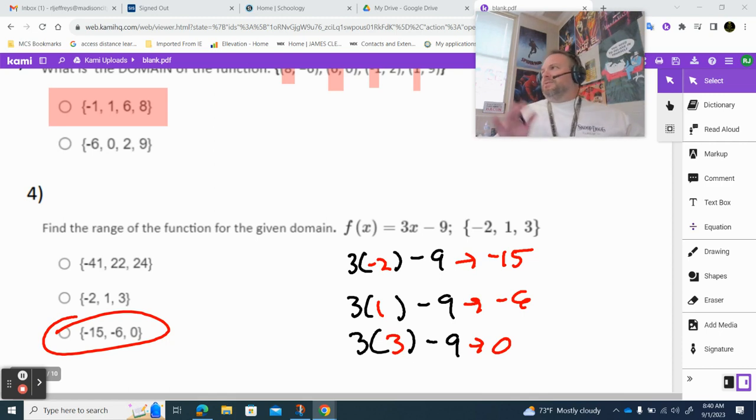This is why those people at the ACT prep testing centers make a lot of money, because they're literally teaching you how to take a multiple choice test. It's not about content. It's how to take the test.